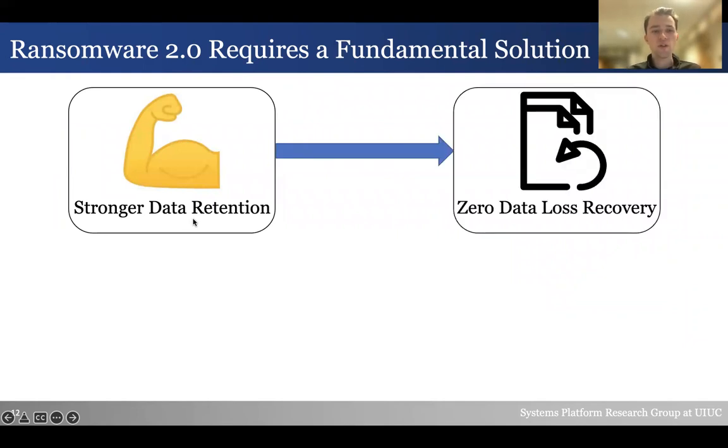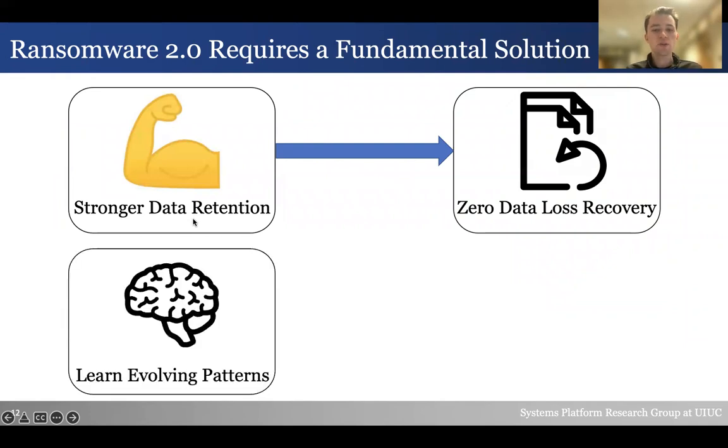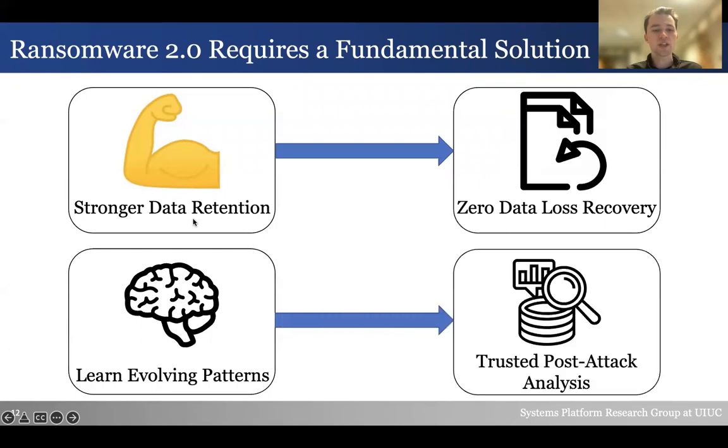If we can recover all of the victim's data without paying the ransom, then ransomware attacks will stop as they are no longer profitable. Second, we must be able to learn evolving ransomware patterns. To that end, a fundamental solution will need to implement trusted post-attack analysis so that we can understand ransomware trends and adapt to them quickly.